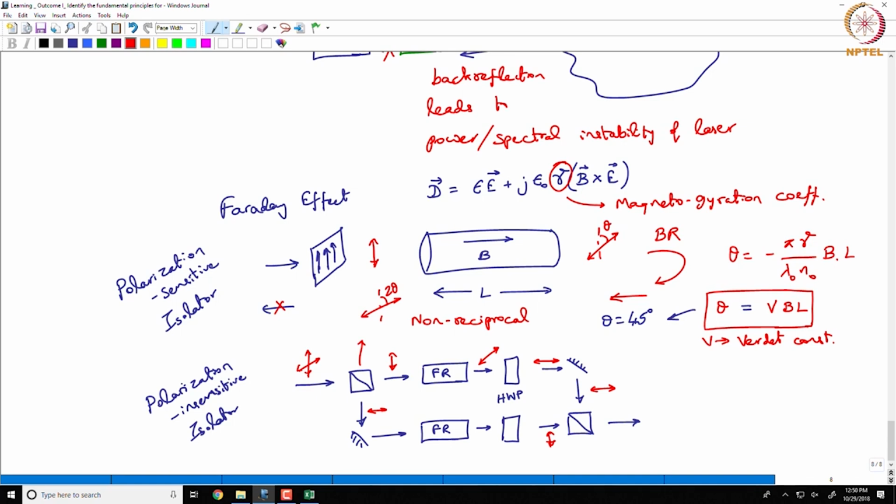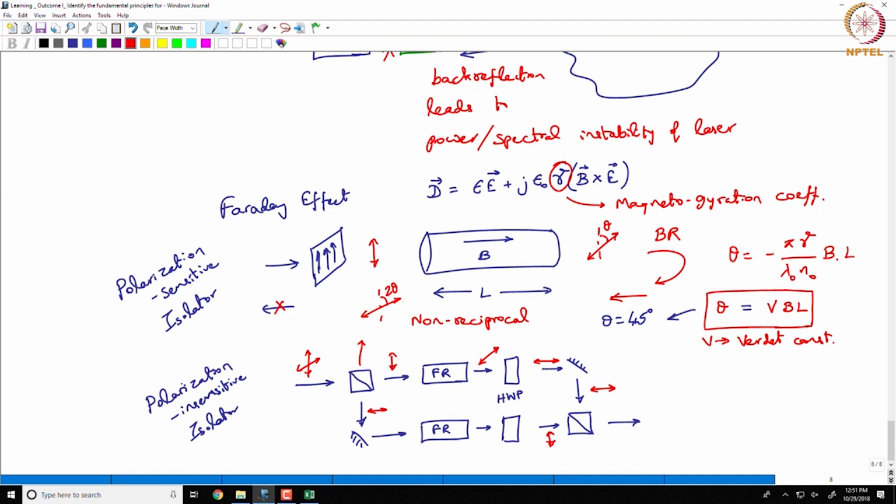Some of you may not be following this polarization insensitive scheme, and I can take questions on that separately, but it is okay if you do not follow that. If you understand this polarization sensitive isolator, that is all I wanted to convey to you today.